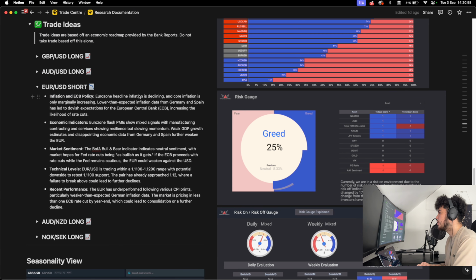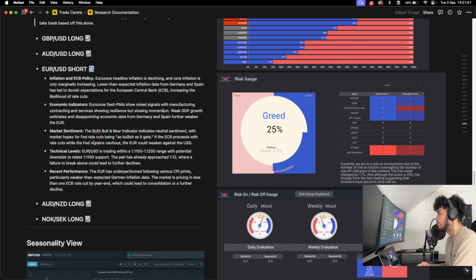Eurozone headline inflation is declining and core inflation is only marginally increasing. Lower than expected inflation data from Germany and Spain has led to dovish expectations for the European Central Bank, increasing the likelihood of rate cuts. Economic indicators. Eurozone flash PMIs showed mixed signals with manufacturing contracting and services showing resilience but slowing momentum. Weak GDP growth estimates and disappointing economic data from Germany and Spain further weaken the euro.